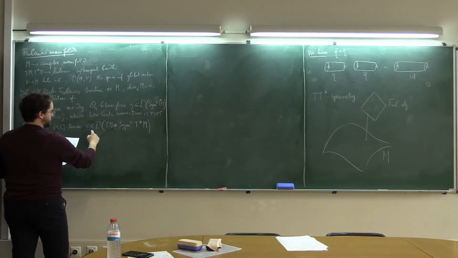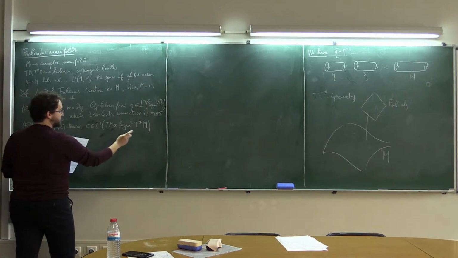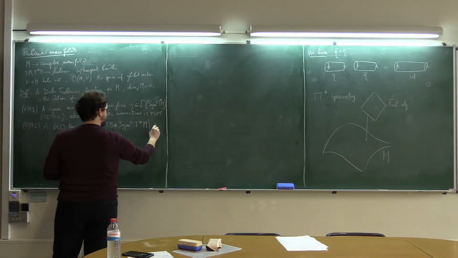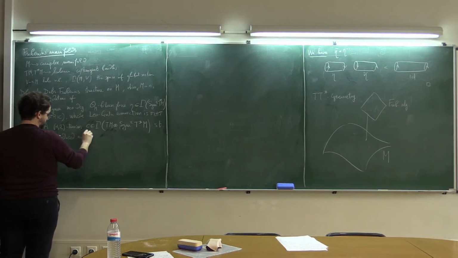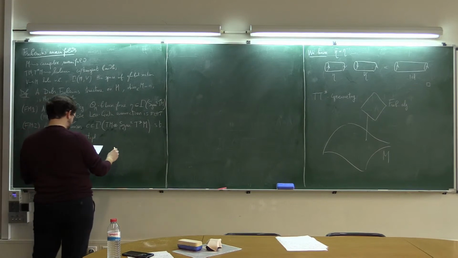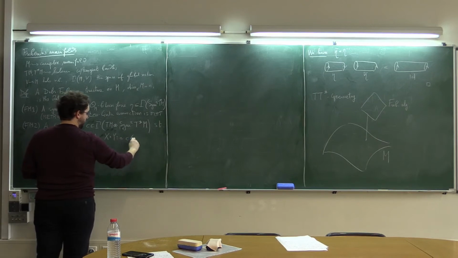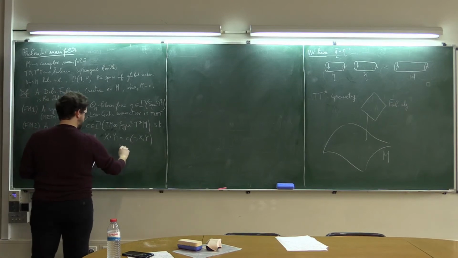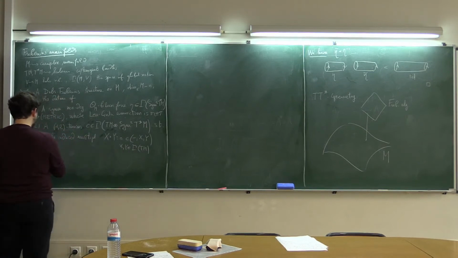I require that this is a section of the tangent bundle tensor the symmetric square of the cotangent bundle, because I want to define a commutative product such that the induced multiplication of vector fields, defined by this identity, where x and y are vector fields, is associative.